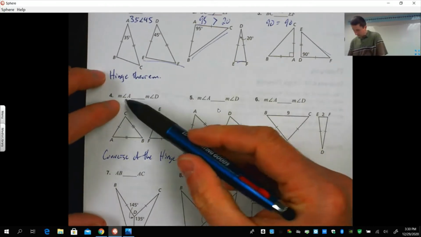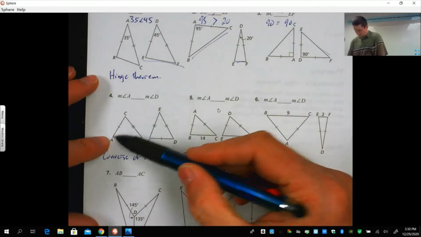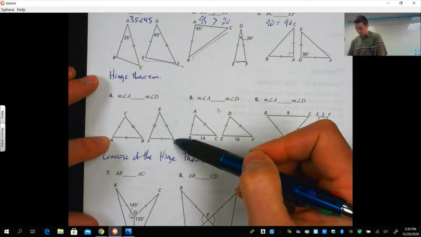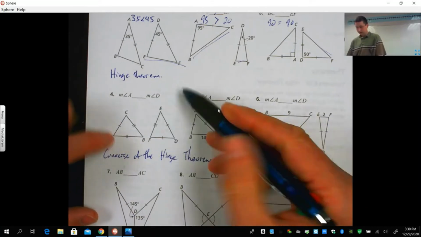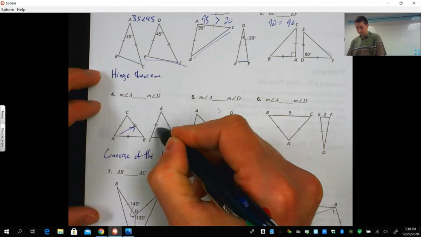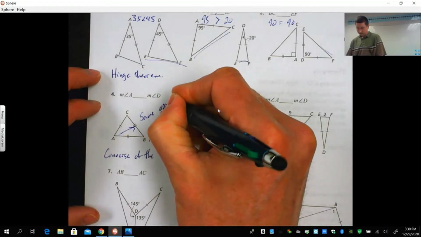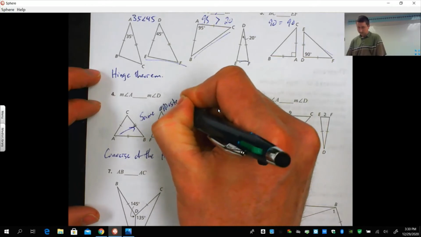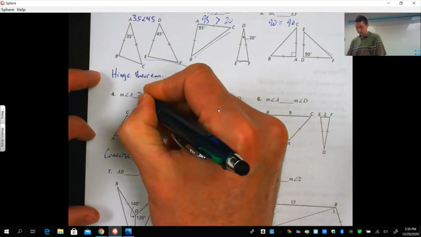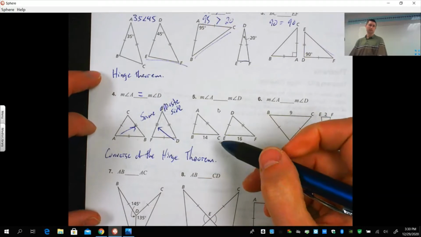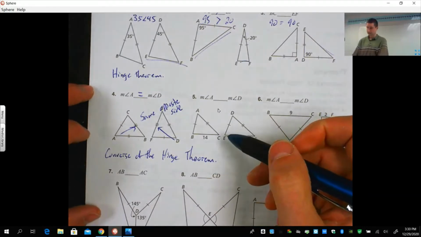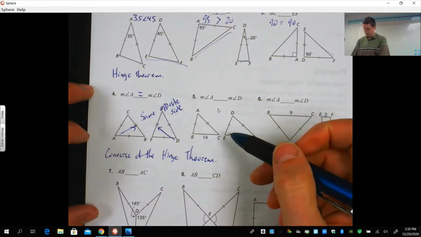So, measure of angle A and measure of angle D. So we have two sets of congruent sides. You know they are the same. So we have the same opposite side, so these two angles have to be equal. This is the side-side-side congruence theorem. So these triangles are the same size, same shape. Okay, not drawn to scale.